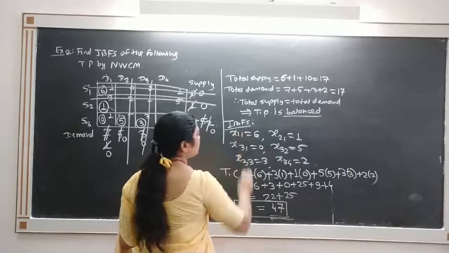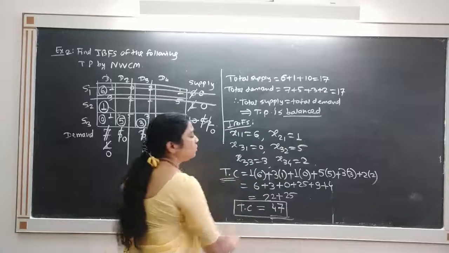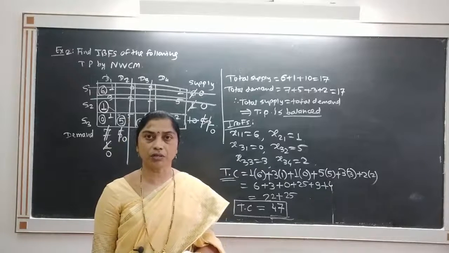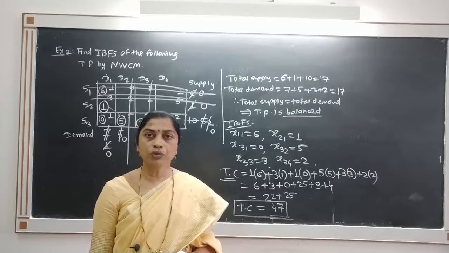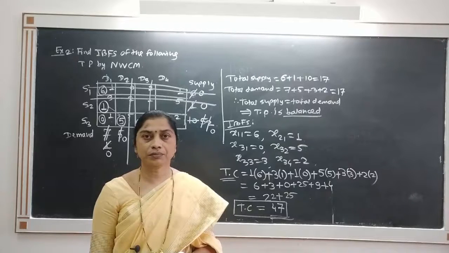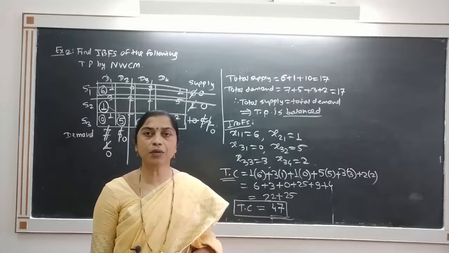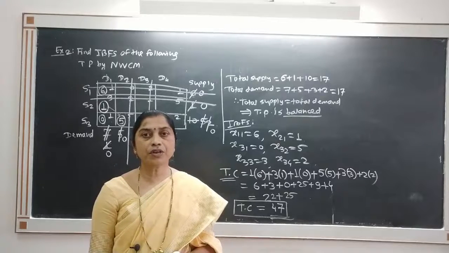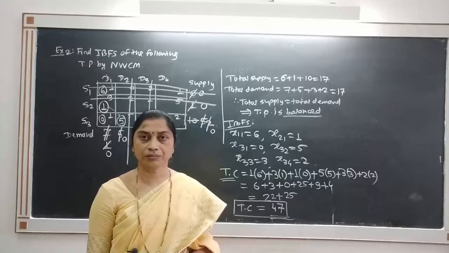This is the initial basic feasible solution and this is the transportation cost by the northwest corner method. Hope you understood this. Enough for the day. In the next lecture, we will see the second method to find IBFS, that is the least cost method. Thank you.